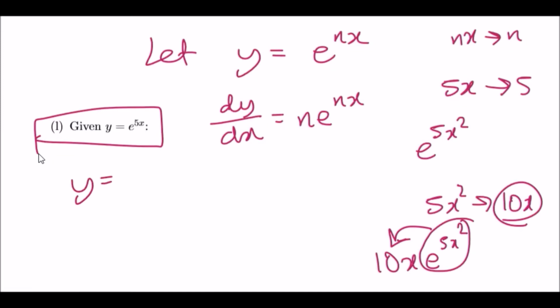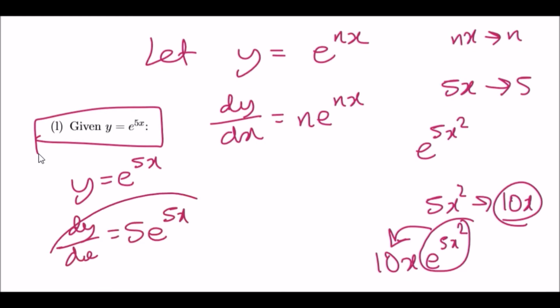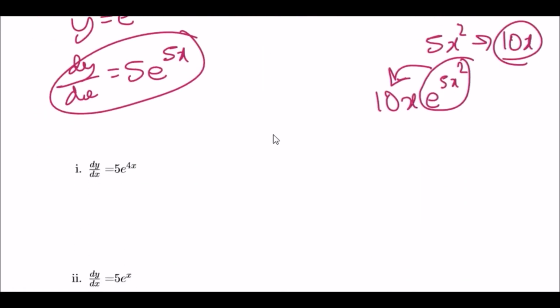So let's have a look at this one. We got y equals e to the 5x. Differentiate this by dropping 5x. So differentiate 5x gives you 5, drop it to the ground. So dy/dx equals 5e, and then copy the rest, 5x. And that's our answer. So 5e to the 5x.